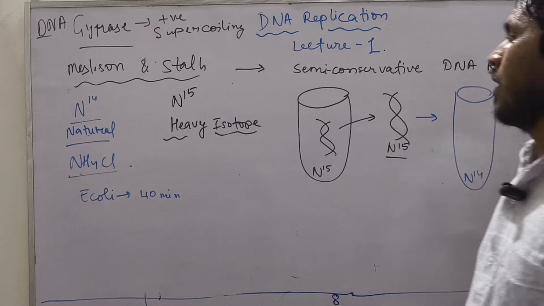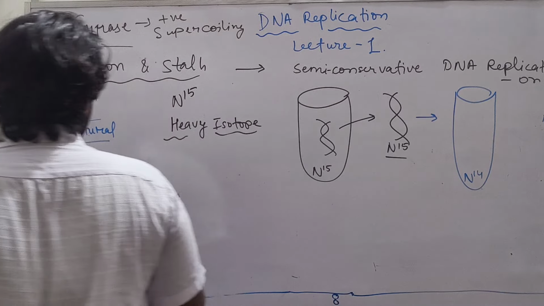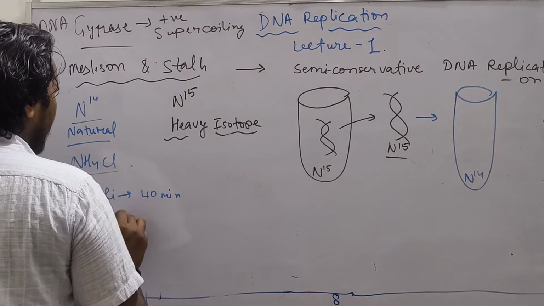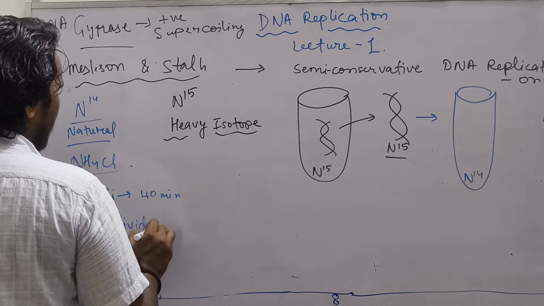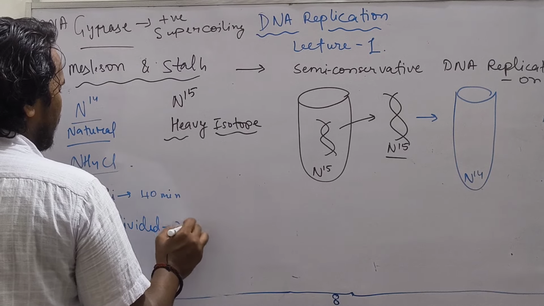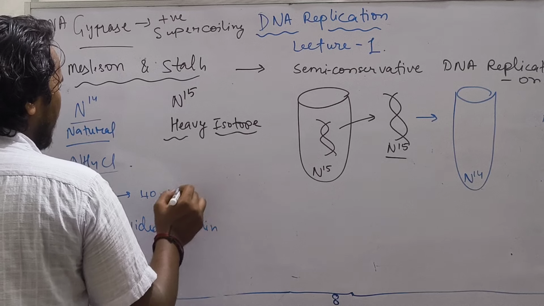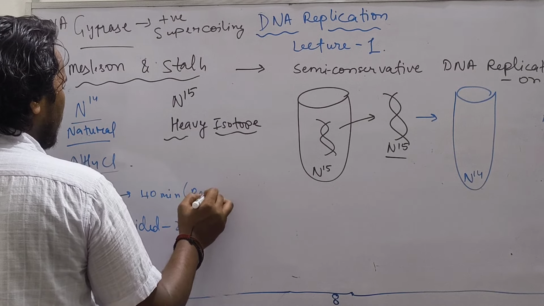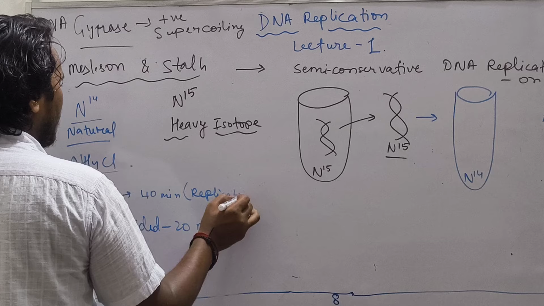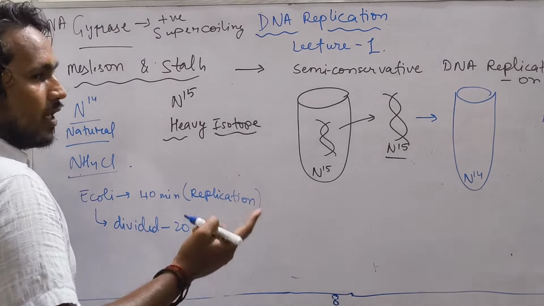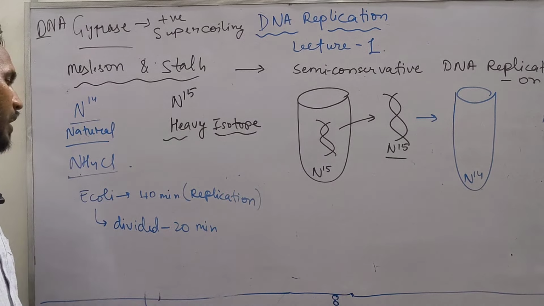Actually, E. coli is divided in 20 minutes. It is amazing. It is taking DNA replication. Actually, if there is a one-time replication, it will take 40 minutes.